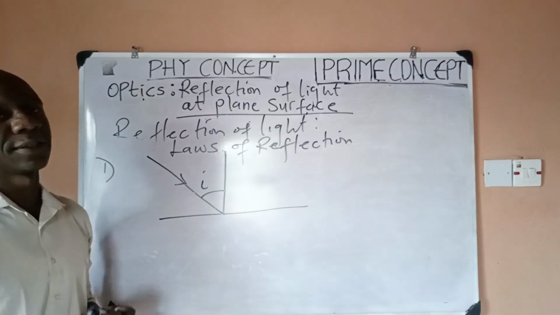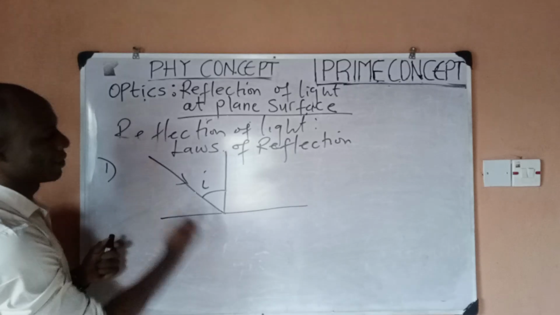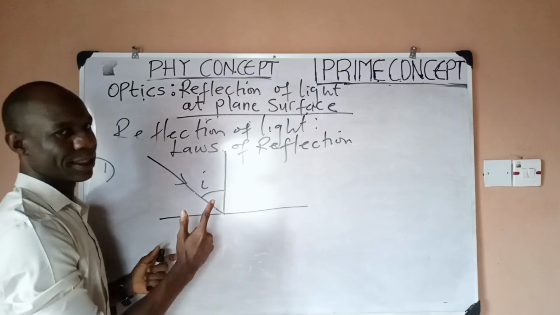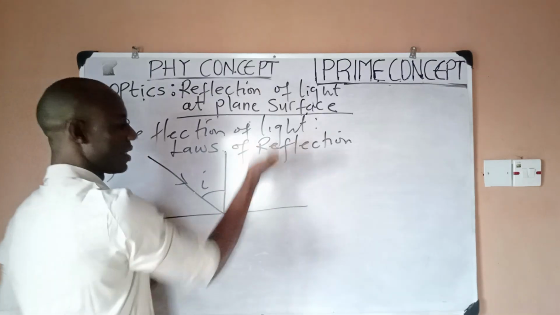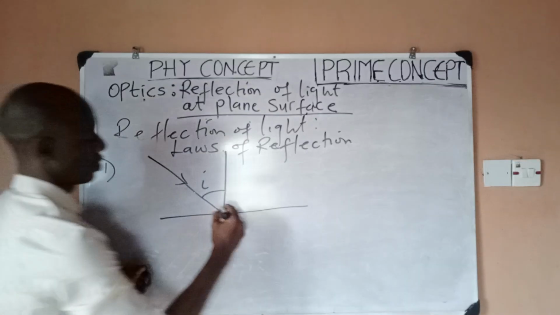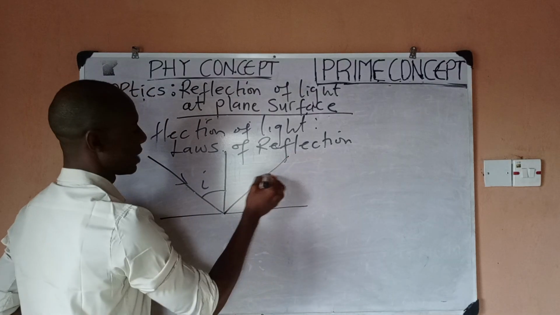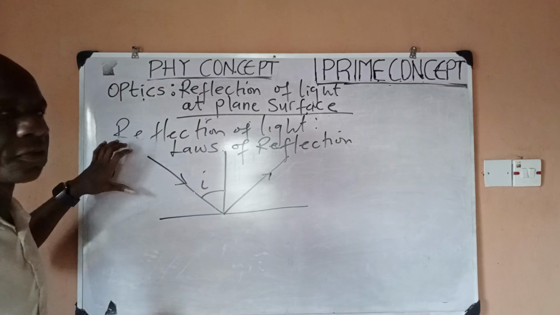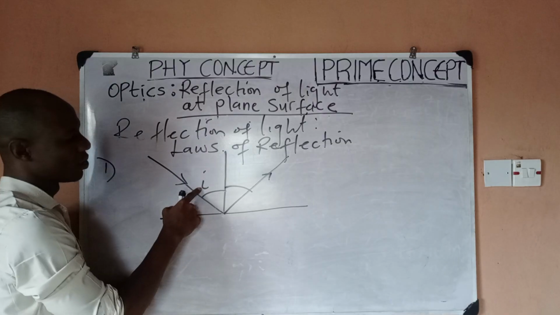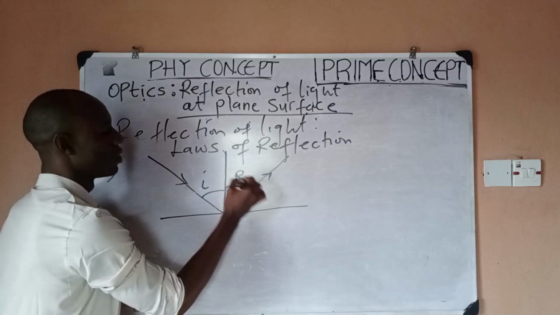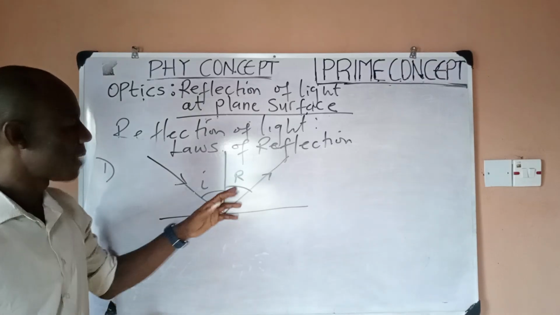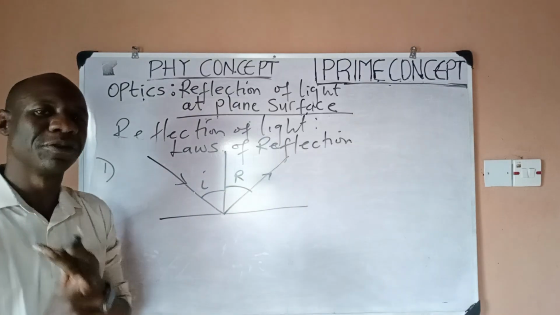Now the angle that the incident ray makes with the normal, we call that the angle of incidence. Now, when you incident light on a plane surface, that light will be reflected. An amount of that light will be reflected to the same surface. This top part is the same surface. So you will have a part of that light reflected in this form. According to the first law of reflection, this angle you have here, which is I, is equal to this angle, which we call capital R. Capital R signifies our angle of reflection.